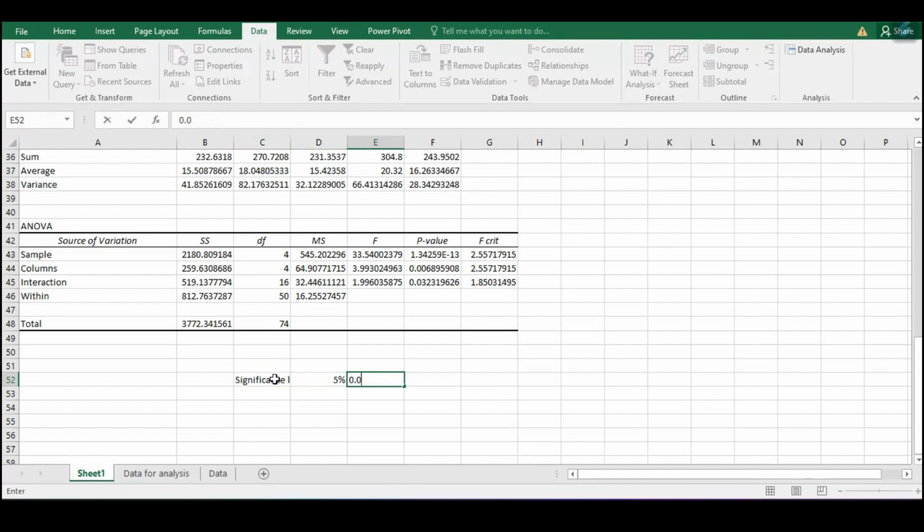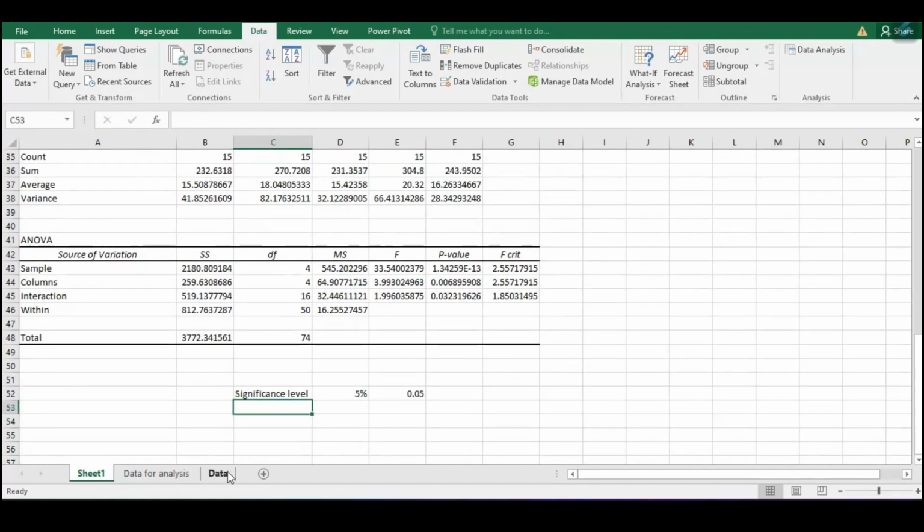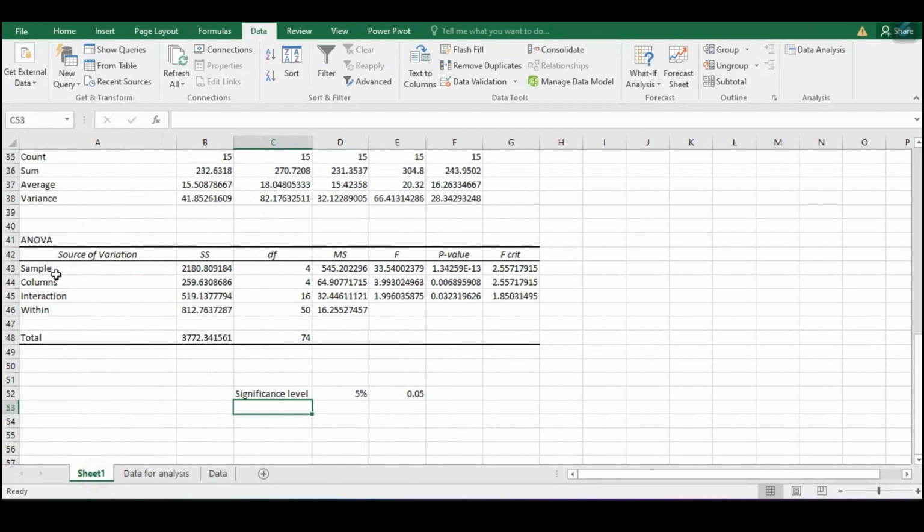%, which is 0.05. So when it is there, we need to change this sample. Remember our sample? If you come back to our data here, this was our sample. So it is watering frequency. This is watering frequency.